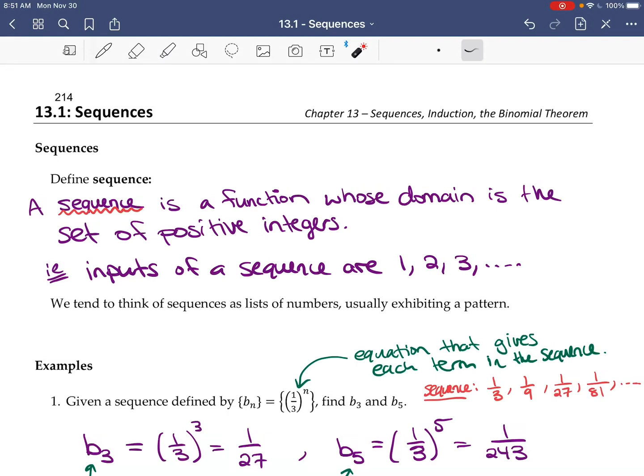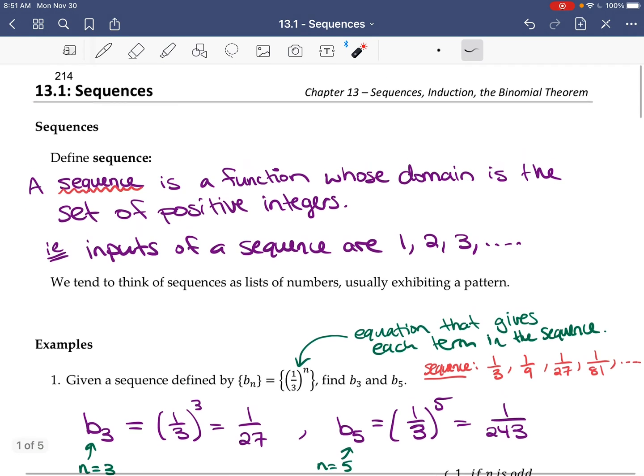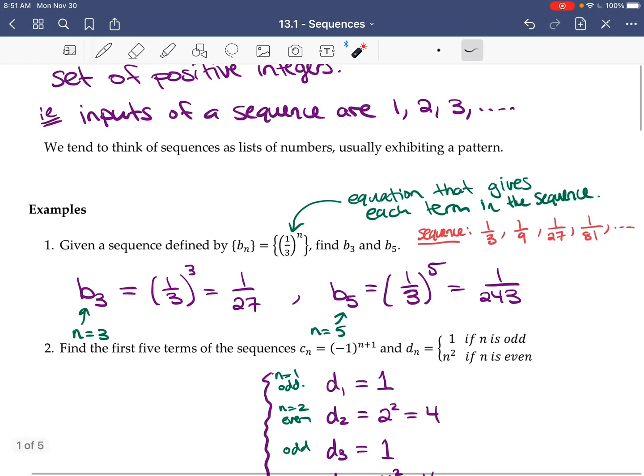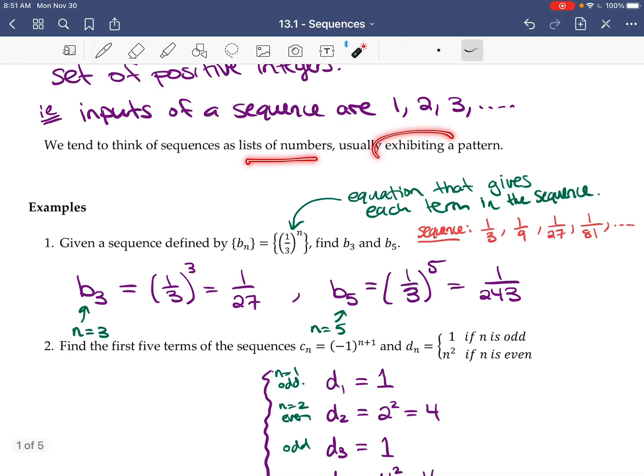In this video, we're going to do a few more examples involving sequences. So remember, a sequence is a function whose domain is the set of positive integers. So the inputs of your sequence, you usually have a formula giving the nth term, and the terms start at 1. So each integer you plug in gives you the next term. So it's a list of numbers that exhibit a pattern.